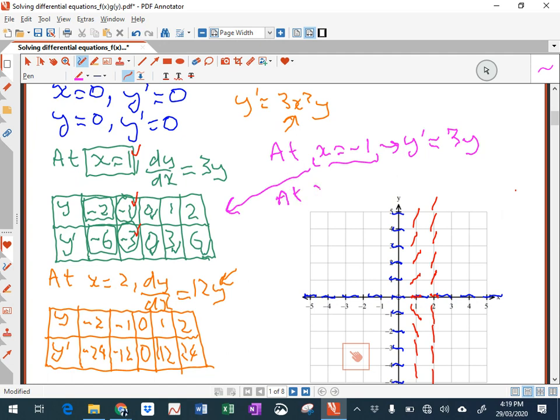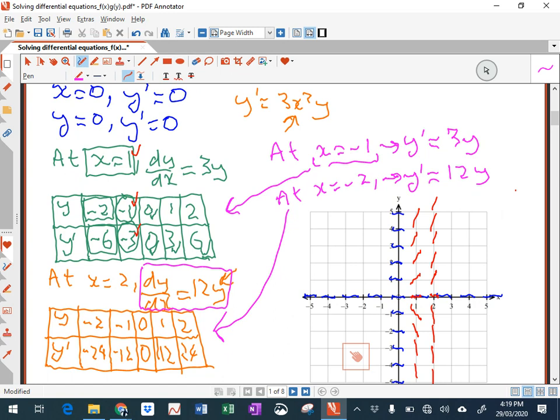At x equals -2, y dash equals, we'll put -2 into your 3x squared y. What do you get? You get 12y. And that is the same as down here. You can see here the dy dx equals 12y. So that means we can use the same table of values for x equals -1 and the same table of values for x equals -2.